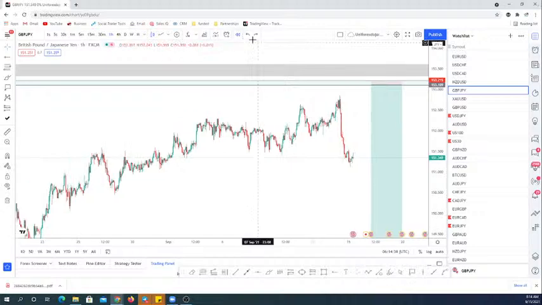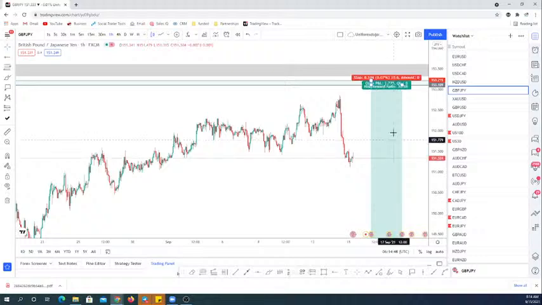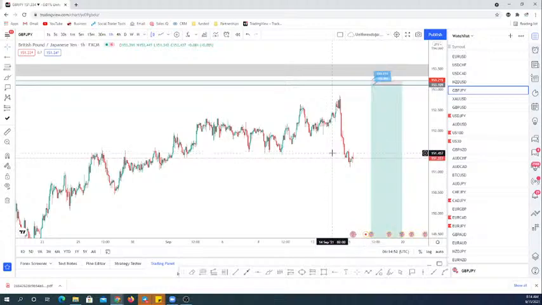Am I pressing this? Okay, there we go. And then US 30. Okay, let me just mark these price points, and then you guys will be able to see it properly. There we go. Now just hold on a second.